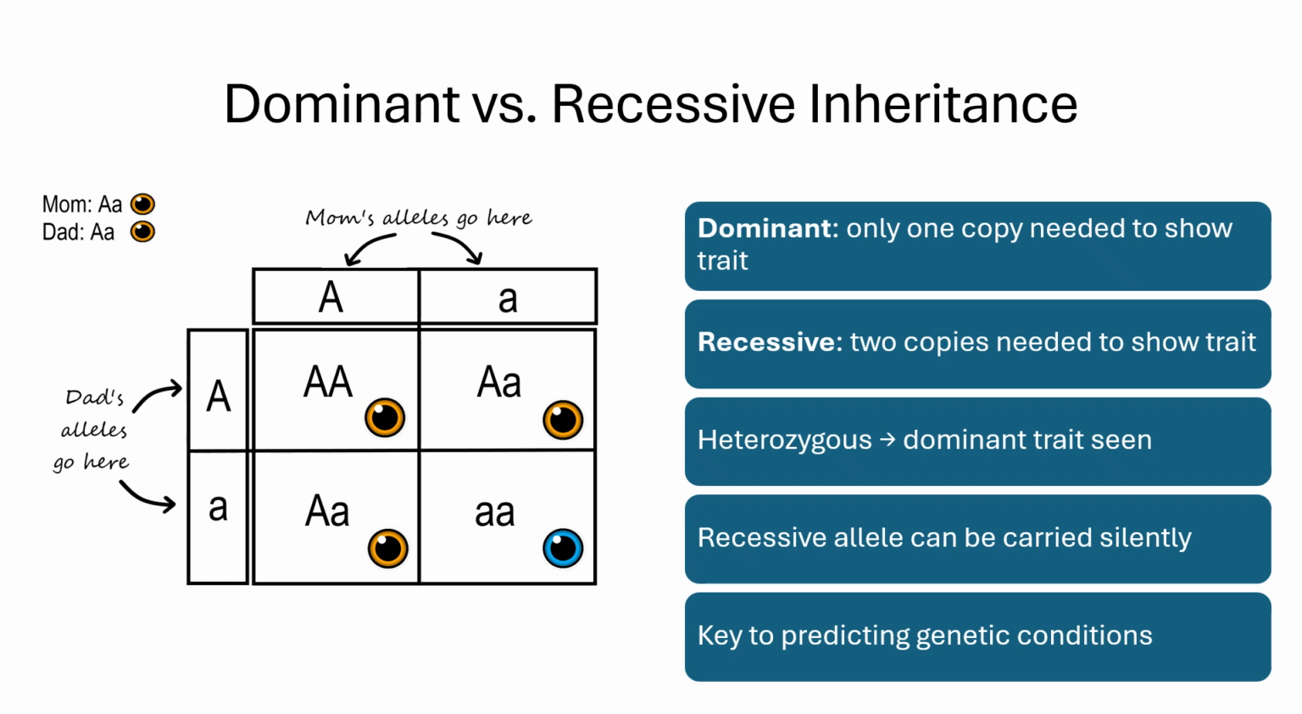In contrast, a recessive trait only shows when both alleles are recessive, meaning the person inherited one from each parent. A heterozygous individual, someone with one dominant and one recessive allele, will usually show the dominant trait, but can silently carry the recessive gene. Understanding this is essential for predicting who might show a trait, who might carry it, and how it can pass through generations.